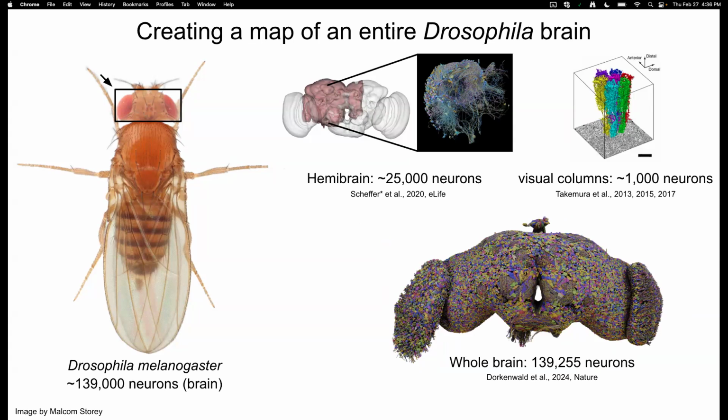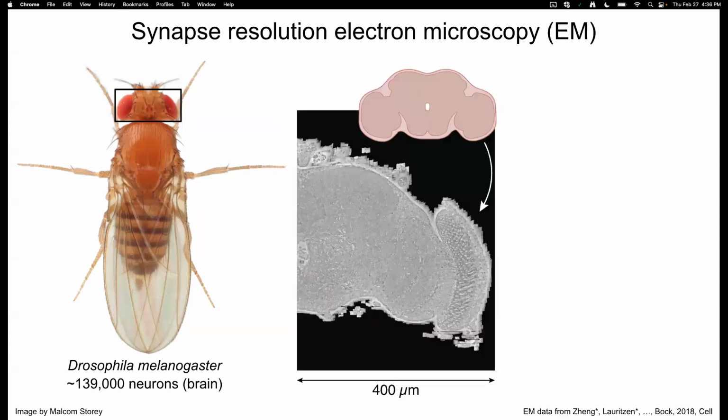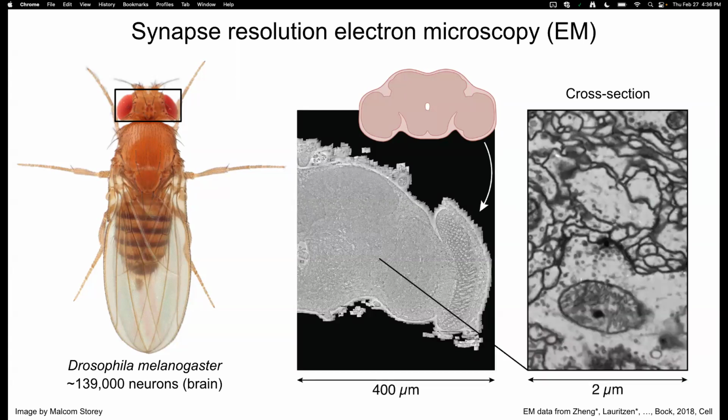And all these approaches, they start with high-resolution images of the brain. And electron microscopy has been the approach of choice so far because it allows us to image the brain at high resolution and at large scale. So this image here is a slice through the Drosophila brain. And because it's taken at high resolution, we can zoom in and see the individual details within it.